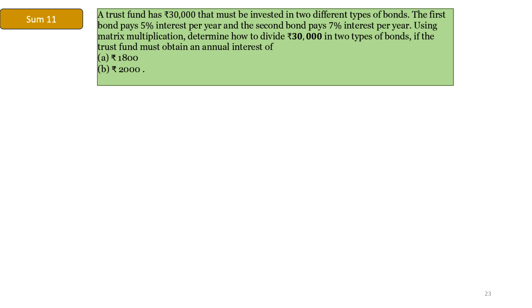A trust fund has 30,000 rupees that must be invested in two different types of bonds. The first bond pays 5% per year. The second bond pays 7% per year. Using matrix multiplication, determine how to divide rupees 30,000 in two types of bonds so that the interest obtained is A 1,800, B 2,000.